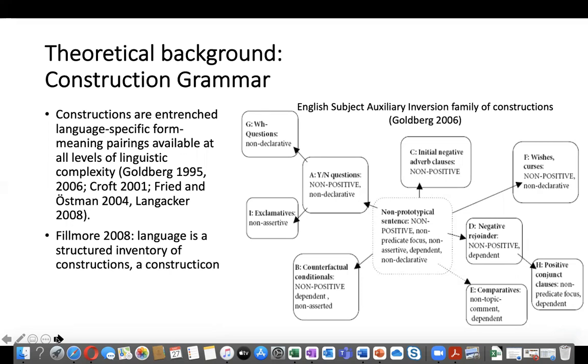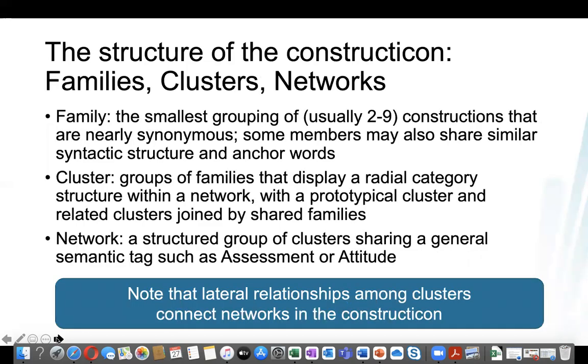And what we've done here is we tried to take this idea from Goldberg and Fillmore and show it on a grand scale, on the scale of a large number of constructions in a language, that really a language is a constructicon. And in so doing, we are looking at the relationships among constructions, and we find hierarchical relationships and also lateral ones. The hierarchical ones are, we find three levels here: families, clusters, and networks.